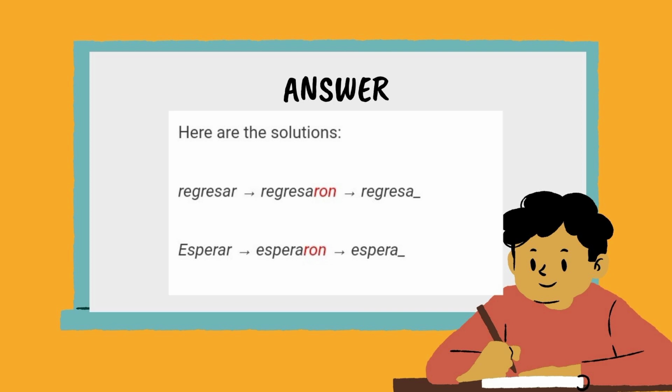Here it is clear that the third plural form of regresar is regresaron and esperar is esperaron. And take off the ron part. This will give us the answer of regresa and espera.